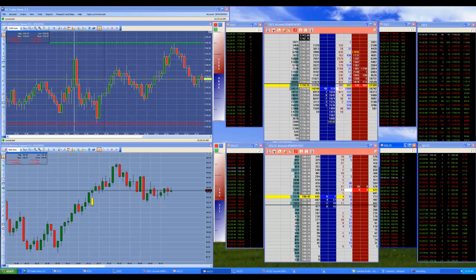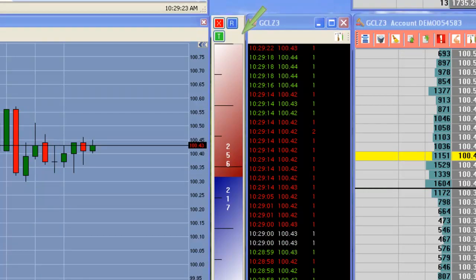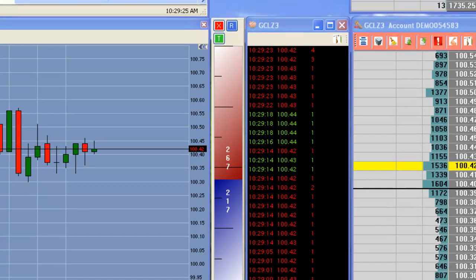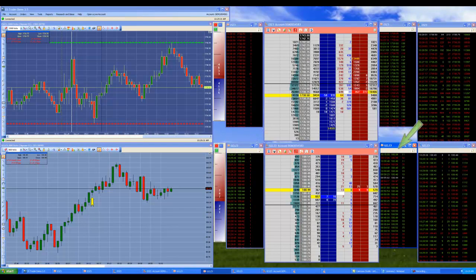Okay, here's another good example of using the tool. One thing to pay attention to over here on the left-hand side is called the strength meter. It's the number of bids that come in versus the number of offers. We're going to be looking at this. We're going to be looking at the time in sales coming in. We're going to look at the big player time in sales and the depth of sales.